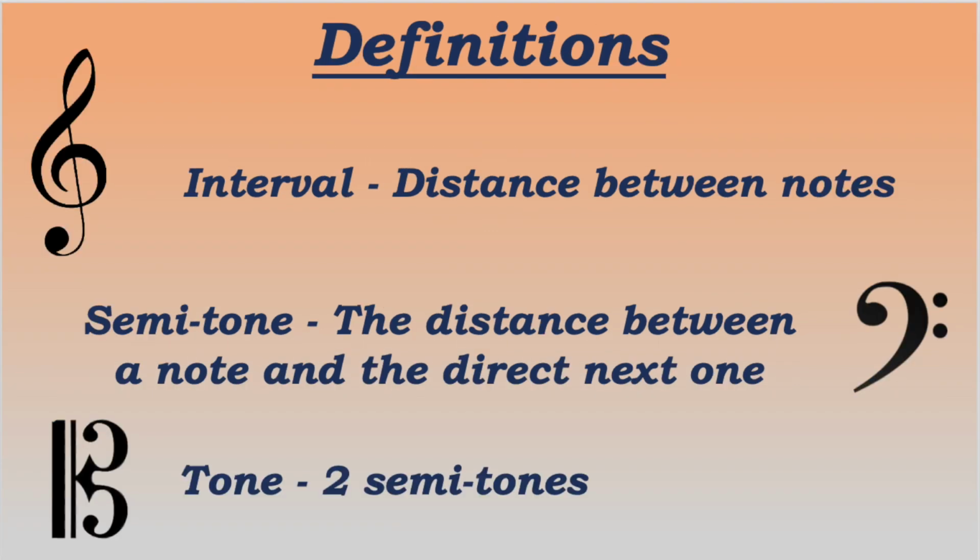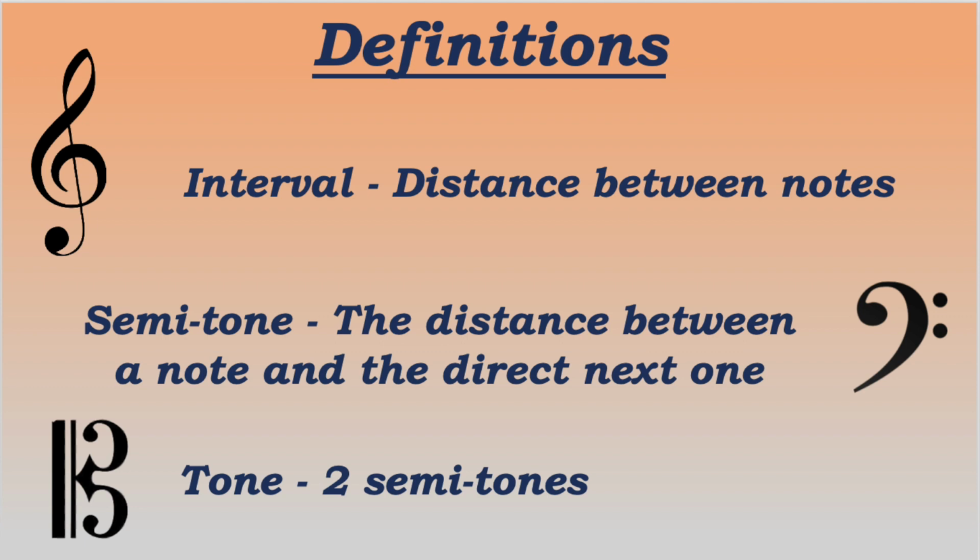An interval is simply the distance between a note on the piano and another note. A semitone is a type of interval, which is simply a note and its direct neighbour on the piano. Therefore, C to C sharp is a semitone, and E to F is another type of semitone. And a tone is 2 of these, therefore C to D is a tone, and E to F sharp is another tone. You should understand this now.